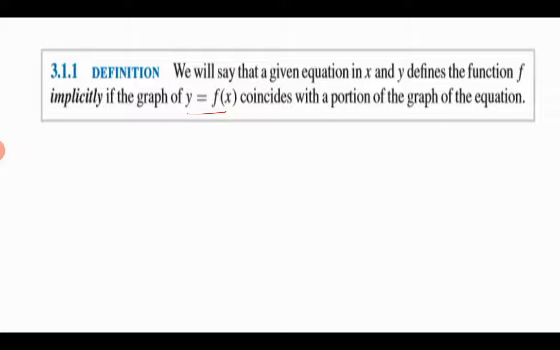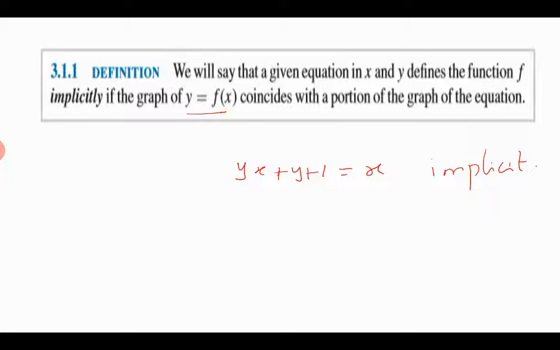However, sometimes the functions are defined by equations in which y is not alone on one side. For example, we can think of this function yx plus y plus 1 is equal to x. So this is an equation in which both y and x are involved. This is called implicit form.